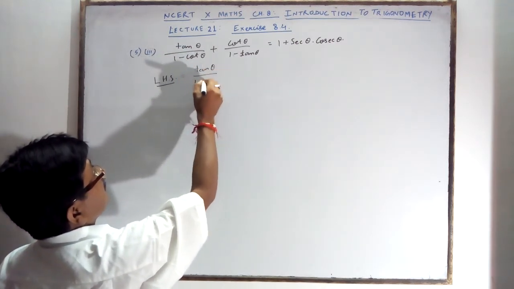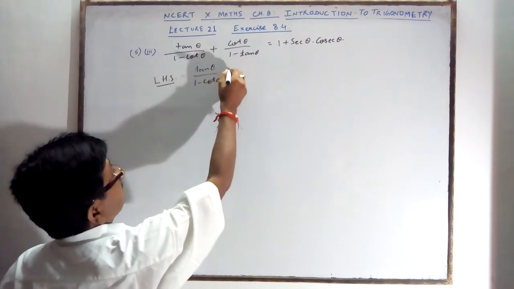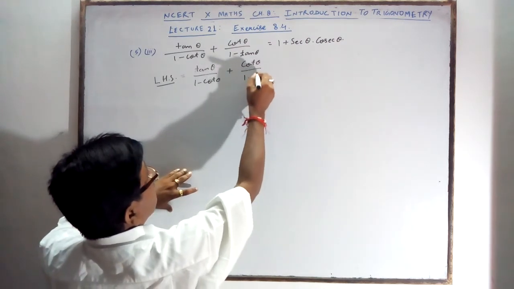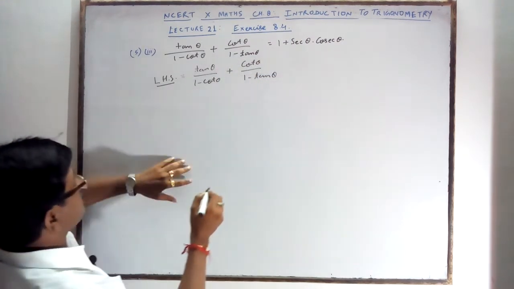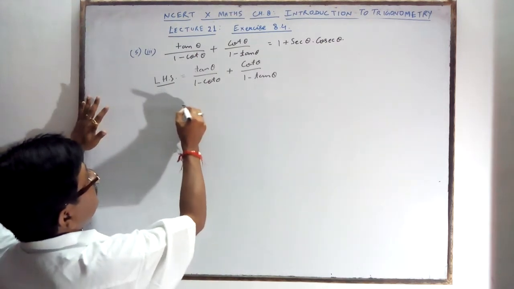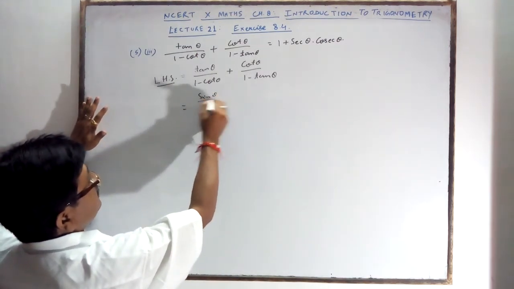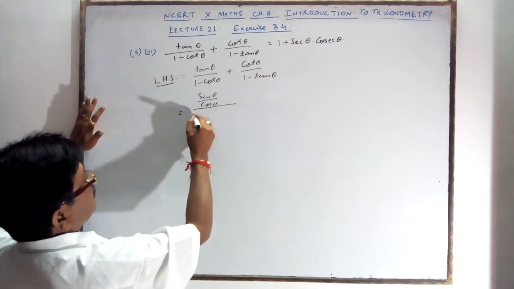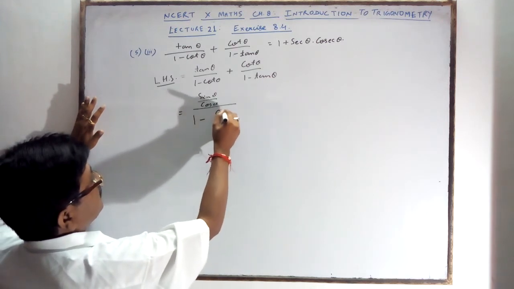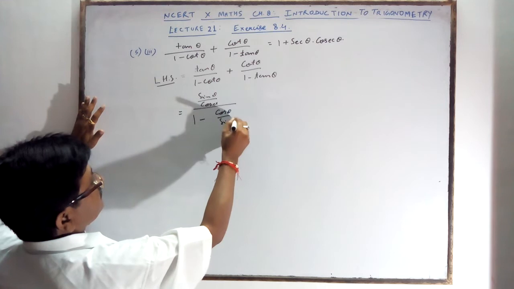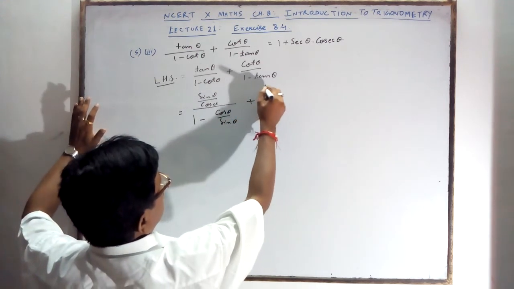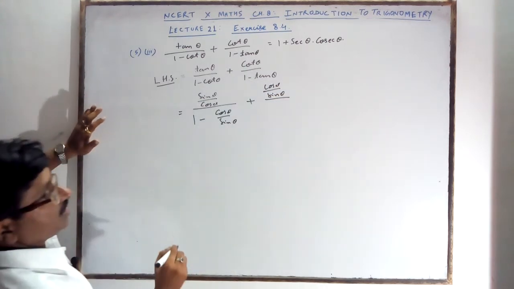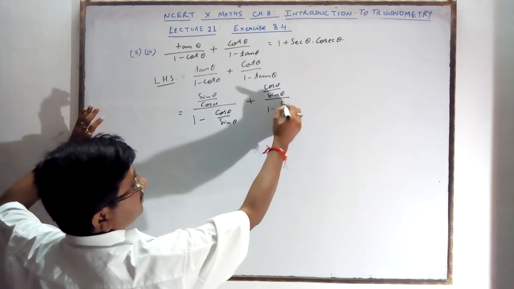Tan theta upon 1 minus cot theta plus cot theta upon 1 minus tan theta. You change into sin upon cos. What you can write here: sin theta upon cos theta upon 1 minus cos theta upon sin theta, plus cos theta upon sin theta upon 1 minus sin theta upon cos theta.